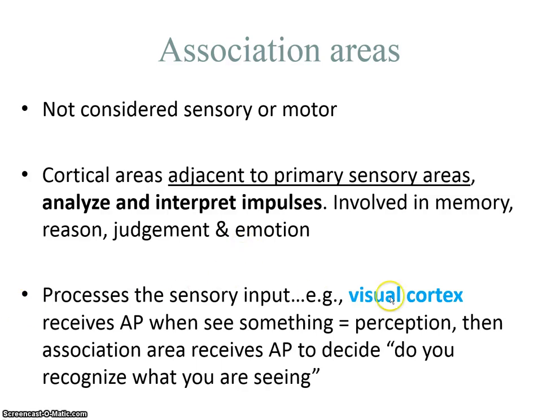So I'll give you an example again here when I say process the visual cortex. There's a primary visual cortex in the occipital lobe, and then surrounding are association areas. So this primary area would receive an action potential when we see something, and creates this perception. The association areas are then synapsed to this, and they decide: Have you seen this before? What were the circumstances that you saw this before? And do you know what you're seeing? So that's the idea of association.